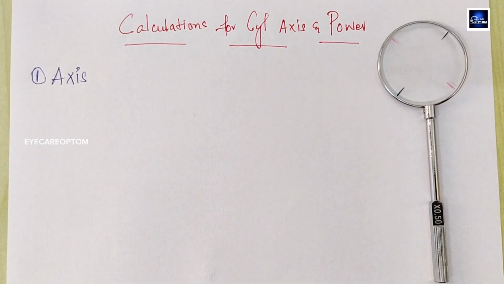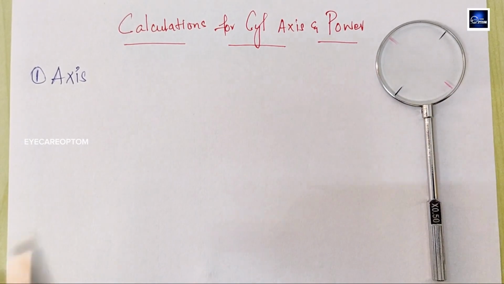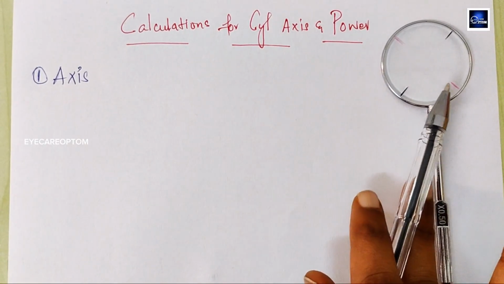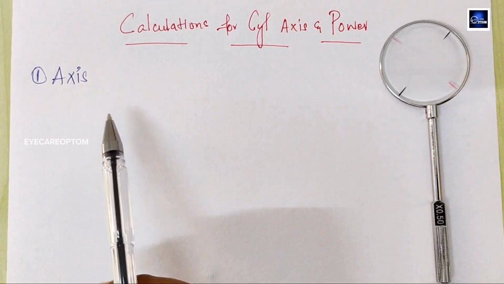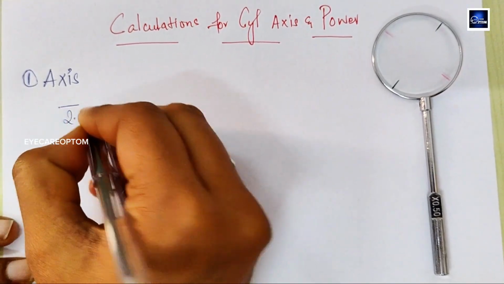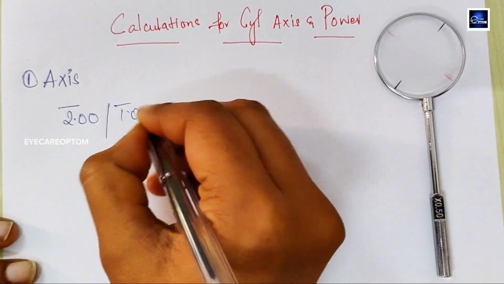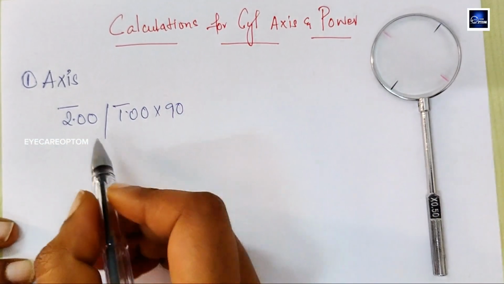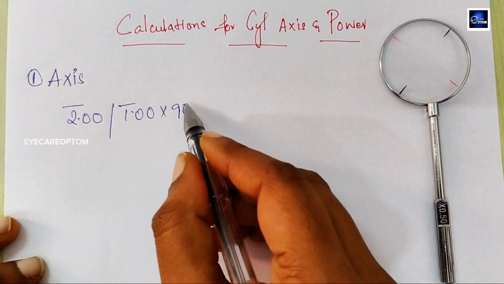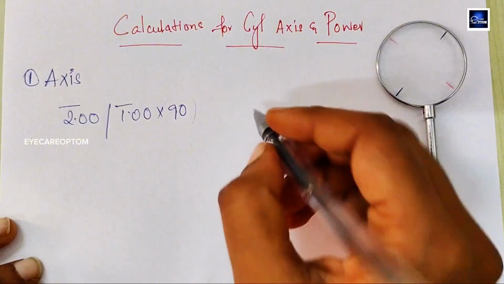In today's video, I'm going to discuss the calculations for cylindrical axis and the power during JCC refinement. Let's start with the axis. Let's take an example of -2 with -1 at 90 degree. So this is the power we got from the subjective refraction. Now we are going to refine the axis 90.